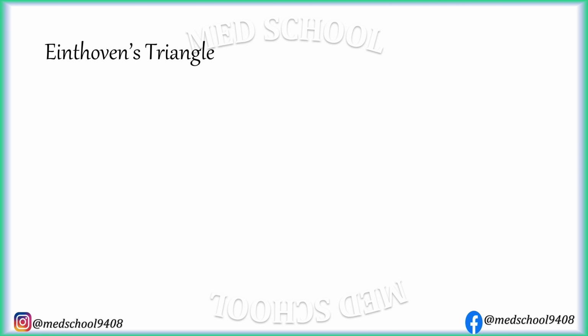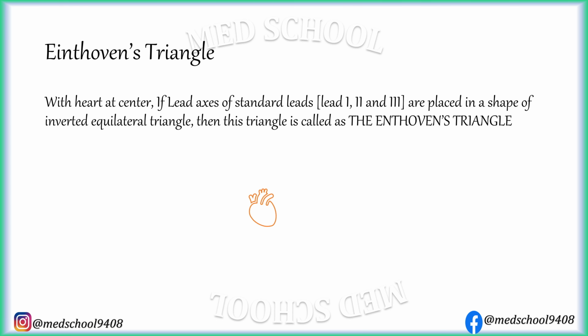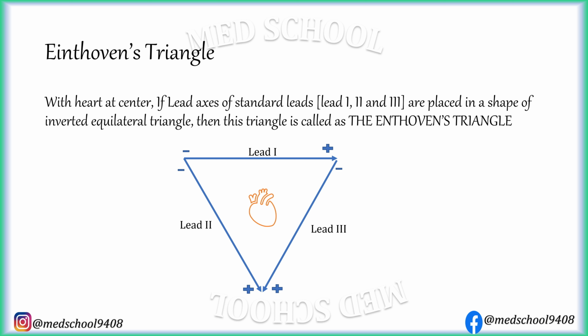This problem can be solved with the concept of Einthoven's triangle. With the heart at center, if the lead axes of standard limb leads, that is lead 1, lead 2 and lead 3, are placed in the shape of an inverted equilateral triangle, then this triangle is called Einthoven's triangle. Each angle of this triangle represents the right arm, left arm and left leg electrode as shown in the figure.